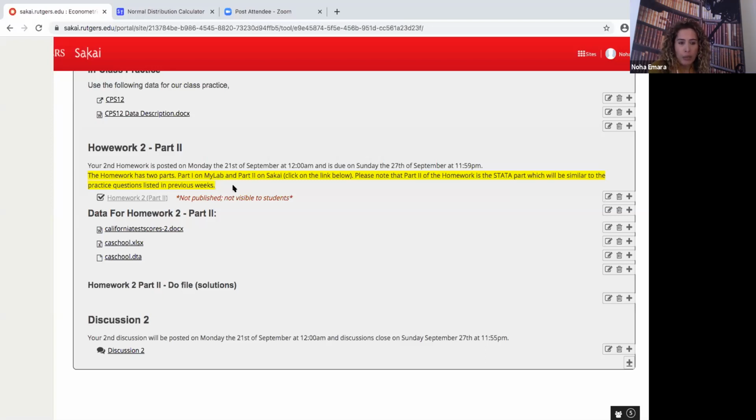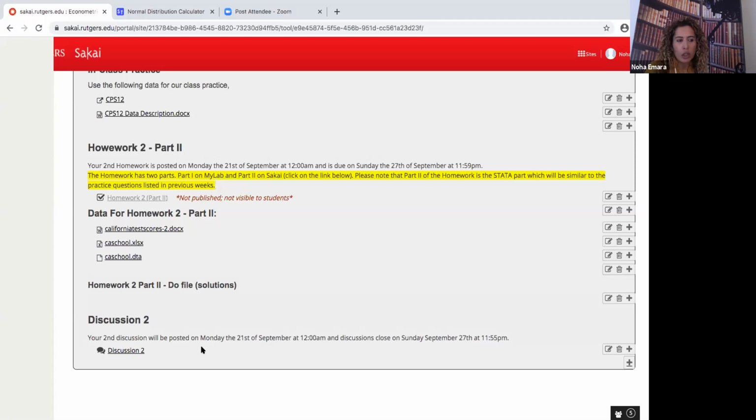The data that you need for the homework are available in Excel and DTA, and I can always provide it in CSV. Then again, here is the data description that lets you know which variable each abbreviation stands for. After you're done, after the due date, which is after the 27th, I will post the code right here. And remember, we have a discussion for this week.